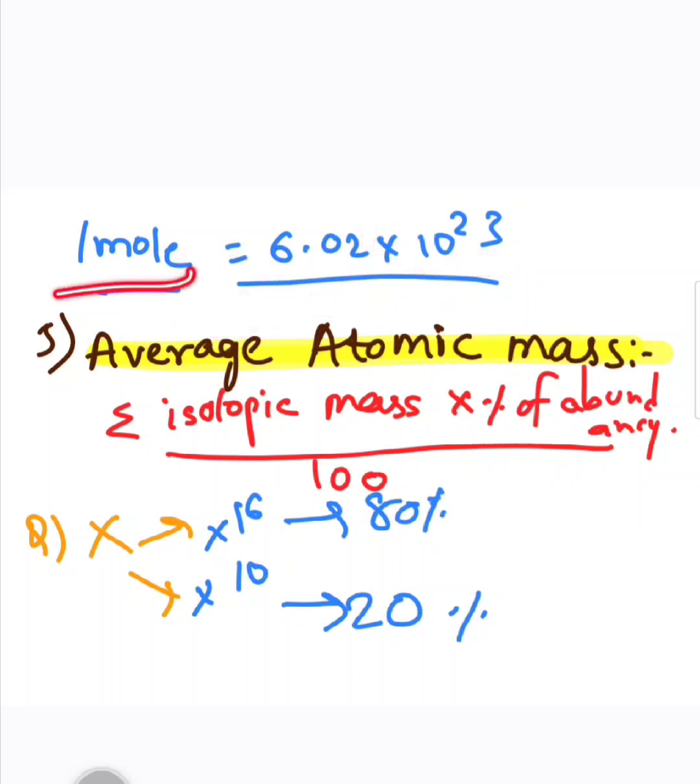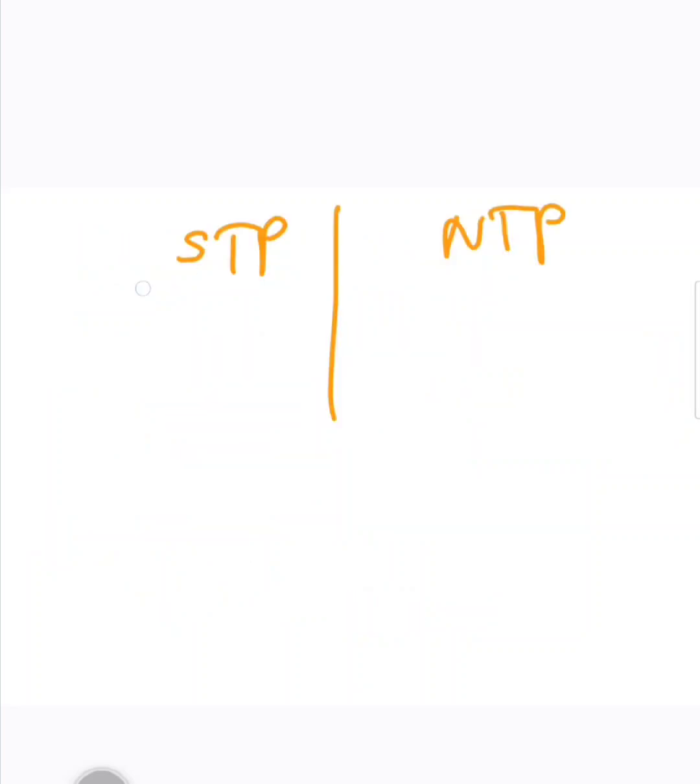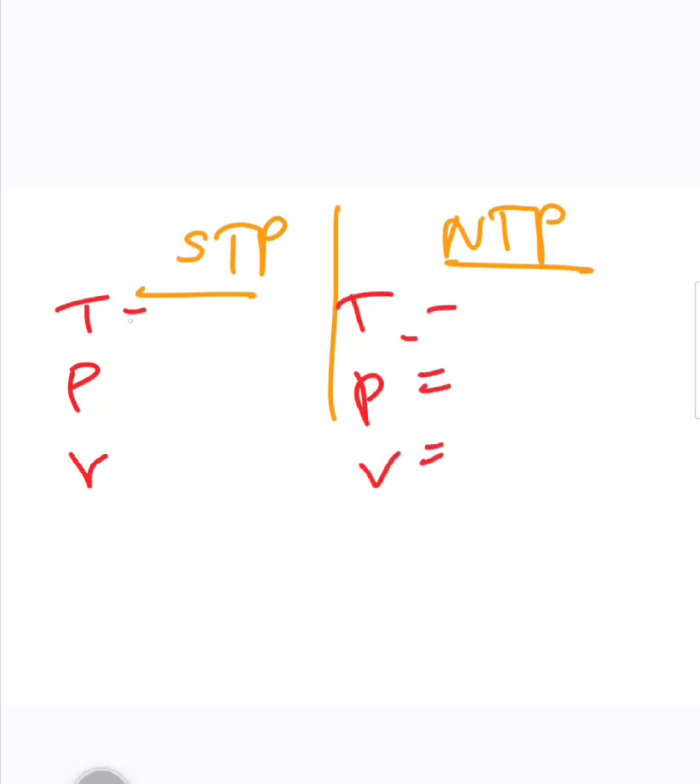Here you should see two cases. There are two cases arising here: one is at STP condition and one is at NTP condition, standard temperature and pressure, and normal temperature and pressure. Now consider temperature, pressure and volume in both cases. In both cases the temperature is 0. In both cases the pressure is changing. In the case of STP it is 1 atm. In the case of NTP it is 1 bar pressure. Now, volume.